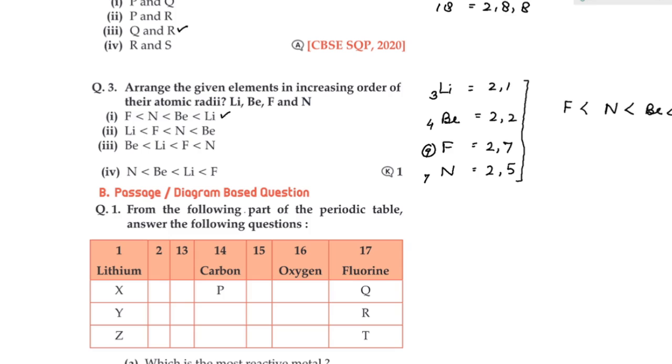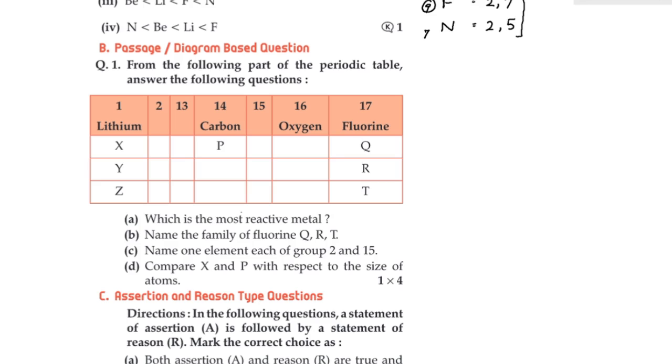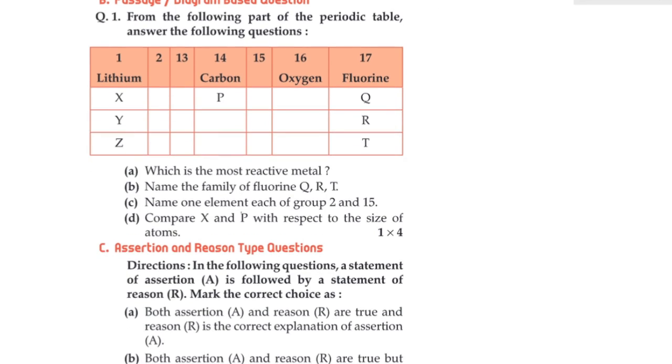Let us move to the next question, a passage or diagram based question. From the following part of the periodic table, answer the following questions. Group 1 has lithium, X, Y, Z; 14th group has carbon, element P is given. Then fluorine in the 17th group, and Q, R and T are given. Which is the most reactive metal?